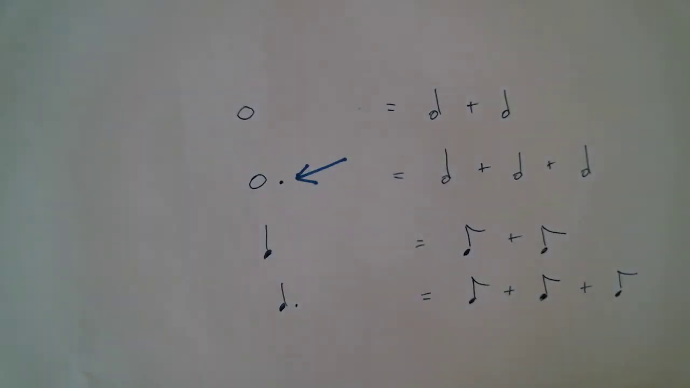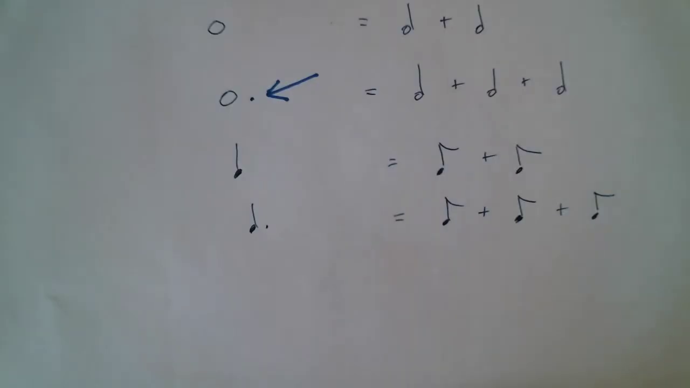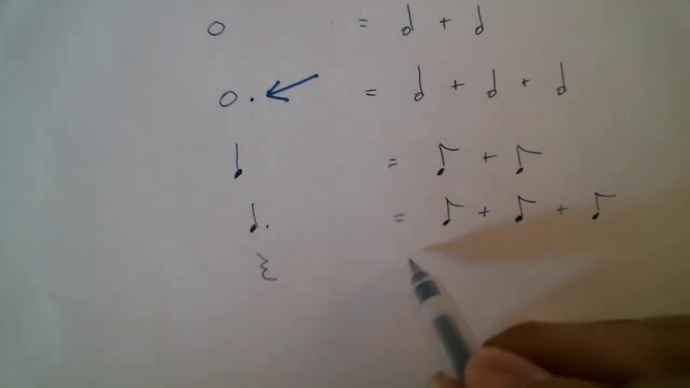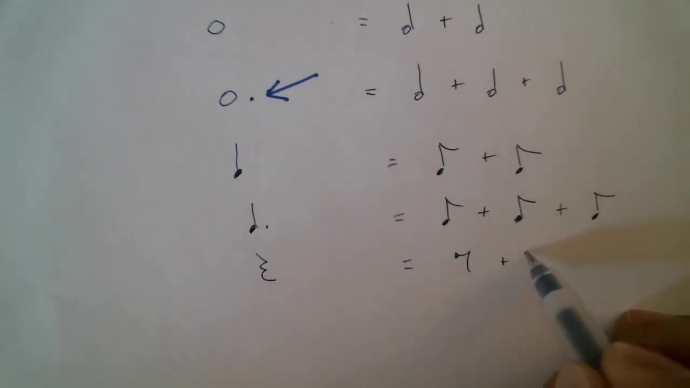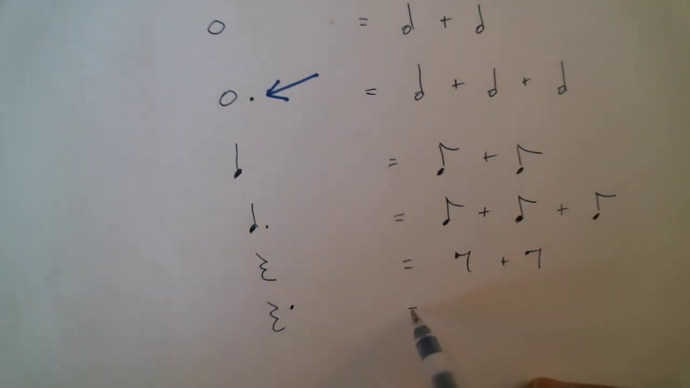And you can do the same thing here with rests. I'm going to move this up a little bit. So for example, let's translate this to rests. A quarter rest would equal 2 eighth rests. All right. So a dotted quarter rest would equal 3 eighth rests.